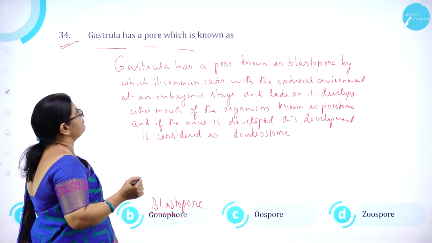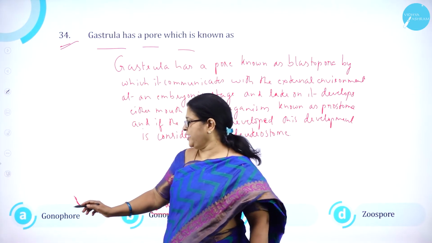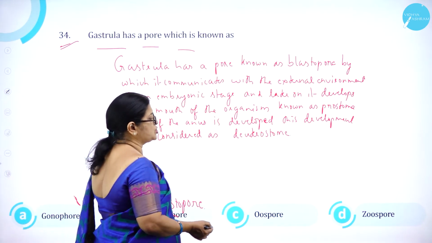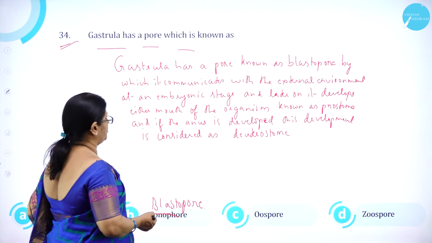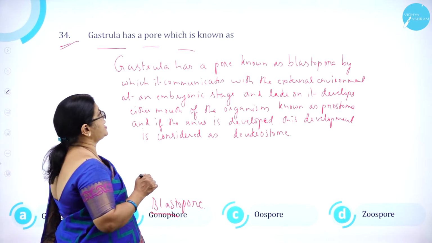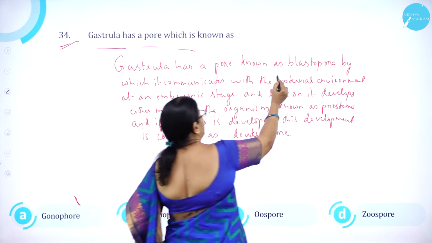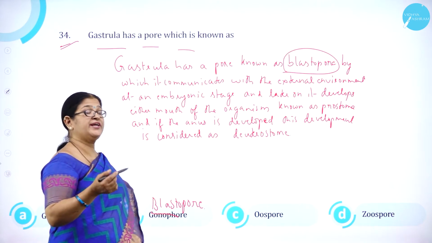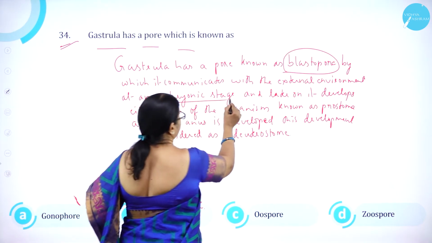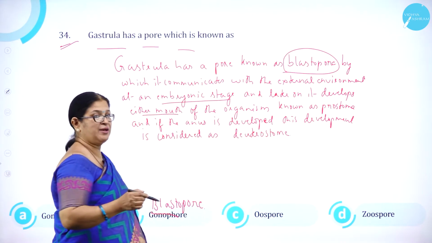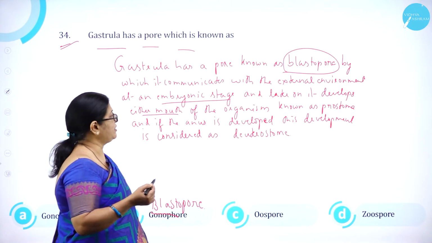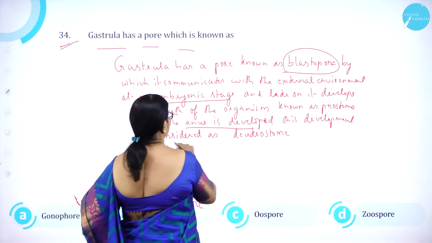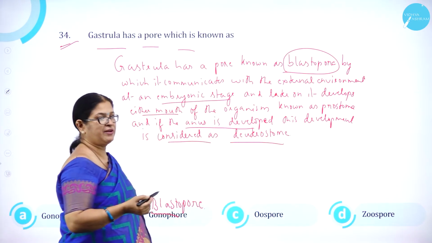Gastrula has a pore which is known as option A, gonophore, option B, blastopore, option C, oospore, and option D, zoospore. We know that gastrula has a pore known as blastopore, an opening by which it communicates with the external environment at an embryonic stage. Later on it either develops into the mouth, known as protostome, or if the anus is developed, this development is considered as deuterostome. So either it may develop as mouth or anus.